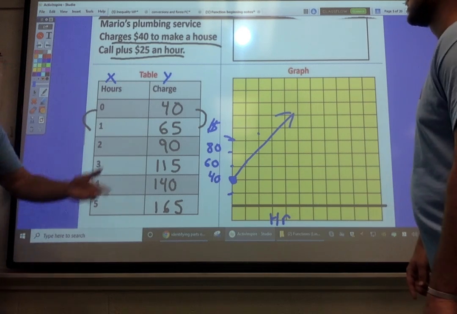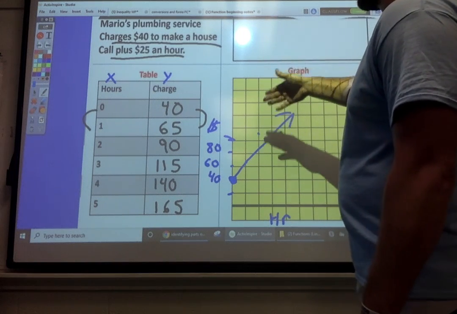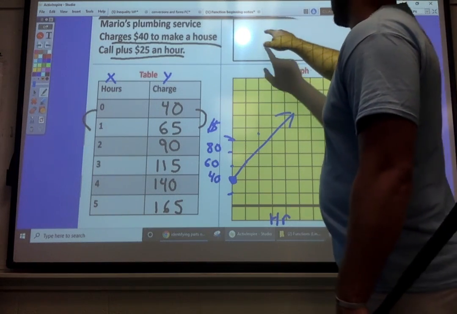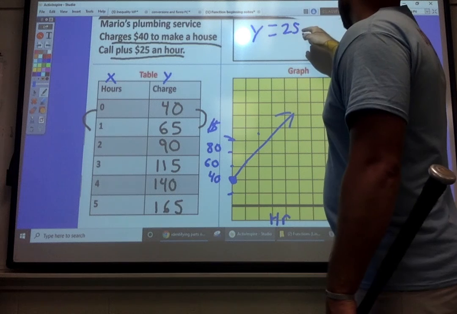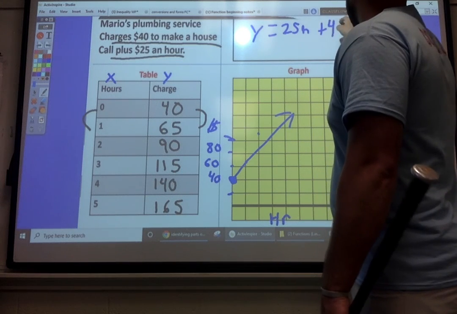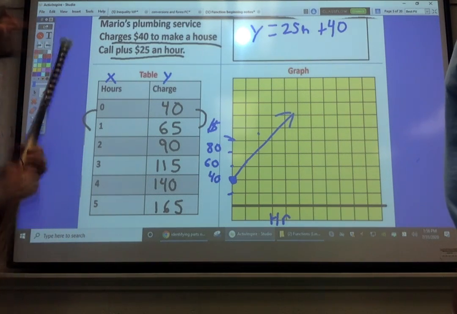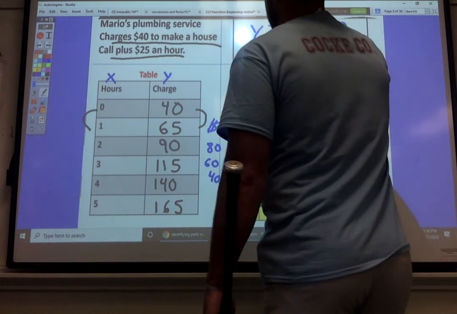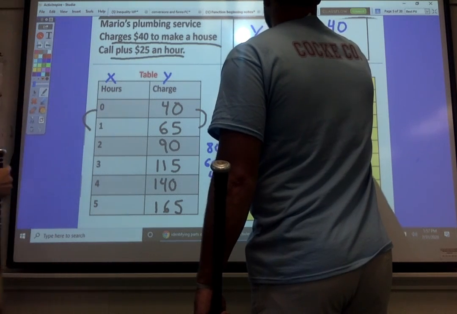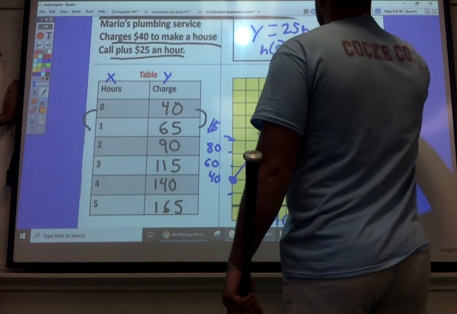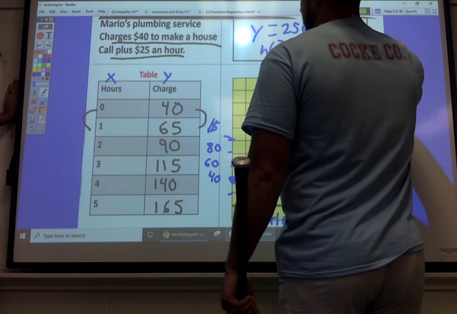And last thing, the function. Our equation here, if you want to go with y equals, looks like we've used X and Y or hours and charge. We've got y equals 25 an hour, so we can call it 25x or 25h plus 40. If we want to put it in function form, we can call H for hours, C for charge. So H and C equals, let's see, 25 for the charge, I guess.